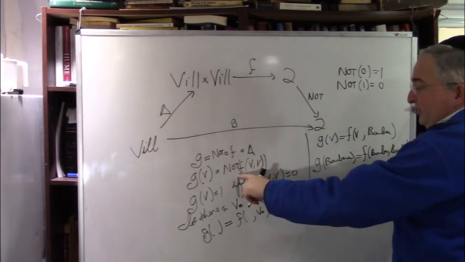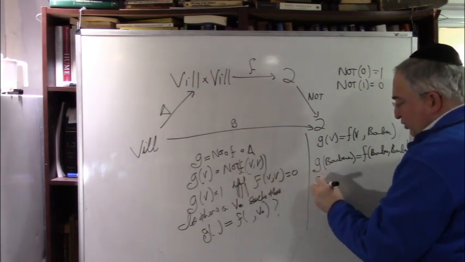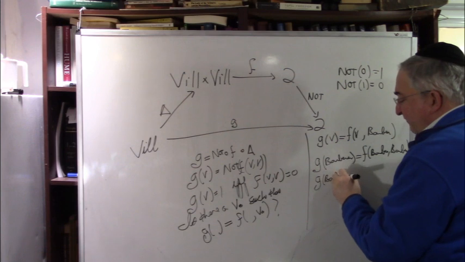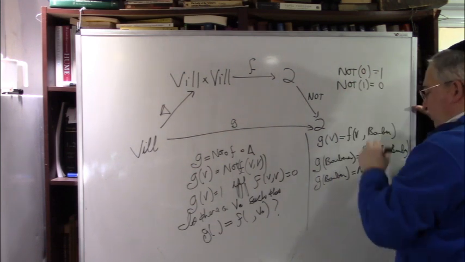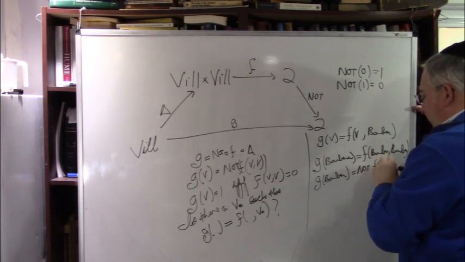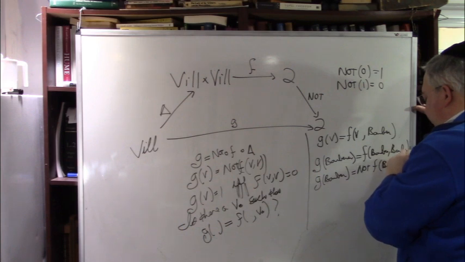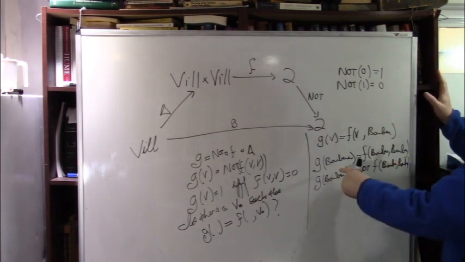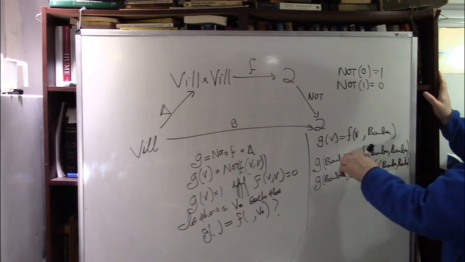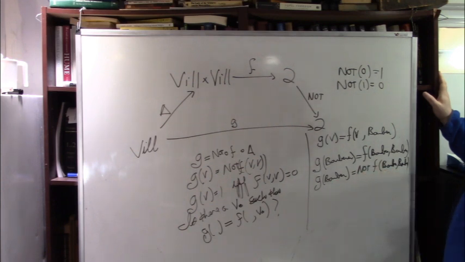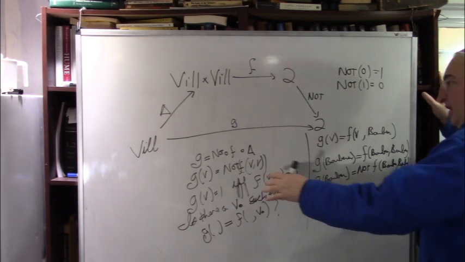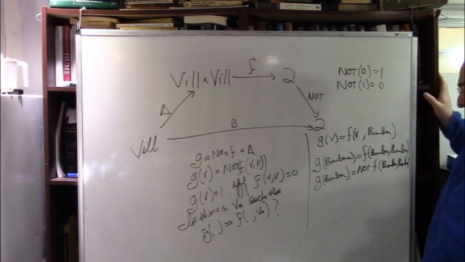G was defined to be not F of V comma V. So G of the barber, by definition, is equal to not, that means swap the 0 and 1, F of barber comma barber. So how could you tell me G is equal to that? This is 1, this is 0, this is 1, this is 0, when this is exactly what it was not chosen to be. This is the way G was defined to be the negation of that.